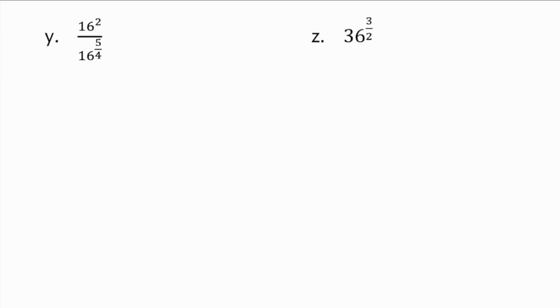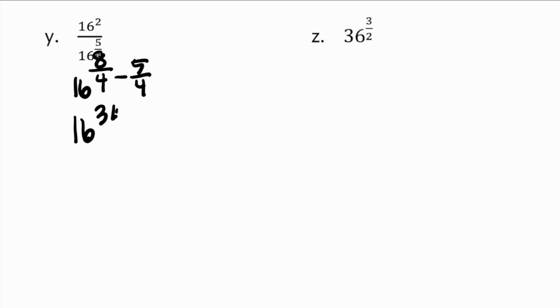16 squared divided by 16 to the 5/4. Well, I'm going to subtract those exponents, since I'm dividing two things with the same base and different exponents. Let's see, I'm looking to subtract these two fractions, so I'm going to need a common denominator. 2 over 1, I can write that as 8 over 4. Right, so 16 to the 8/4 minus 5/4 would be 16 to the 3/4.